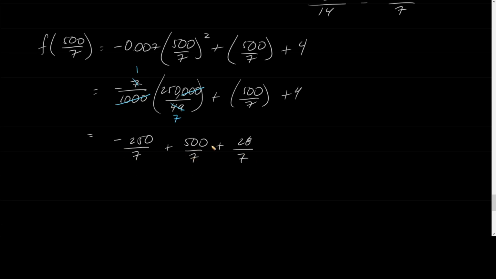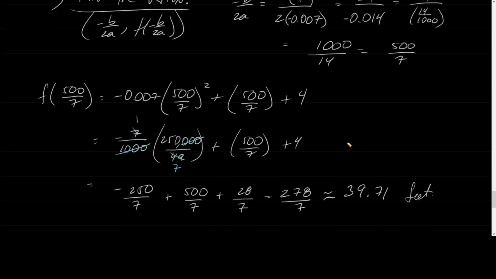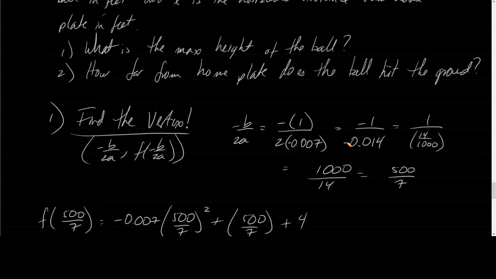So 250 plus 28 sevenths is 278 over 7, which is approximately, so 278 divided by 7, 39.71 feet, right? Because we were told that our function was in terms of feet. So that is the maximum height of the ball.